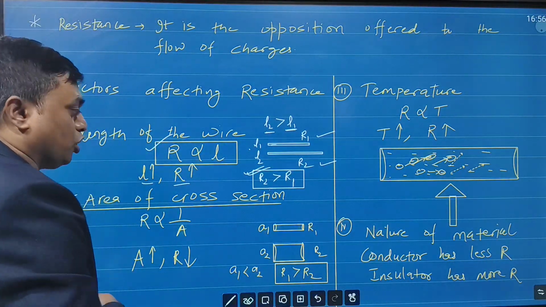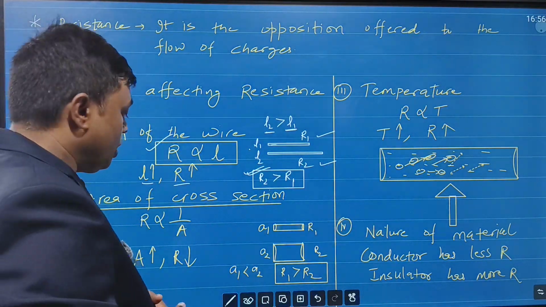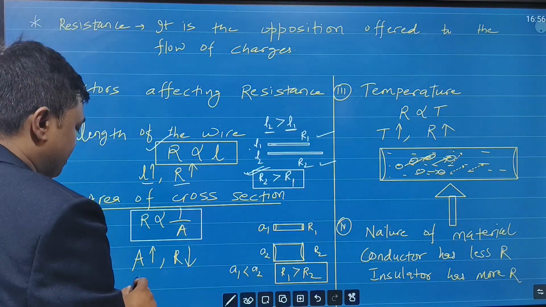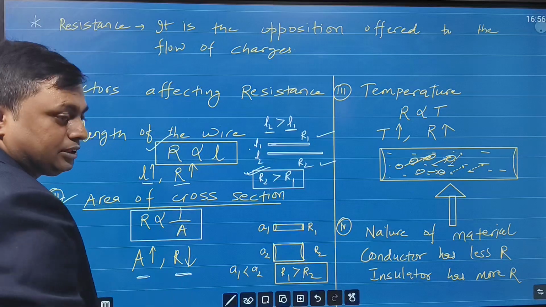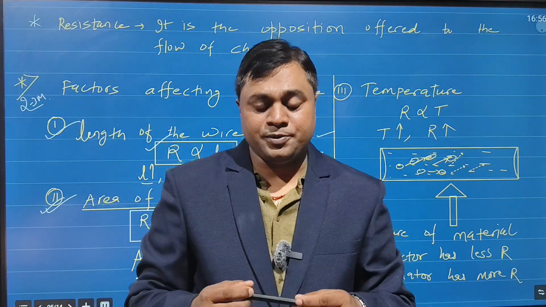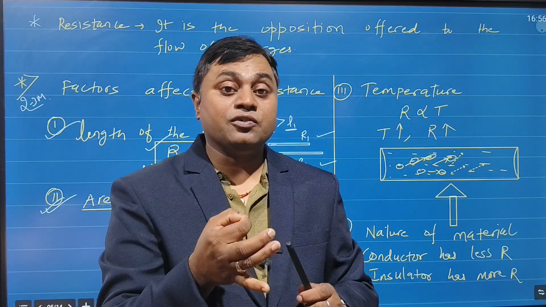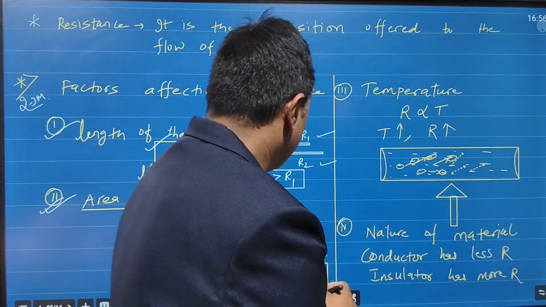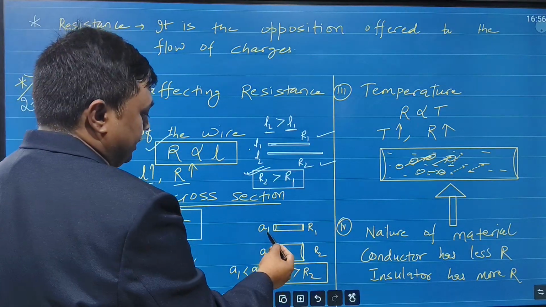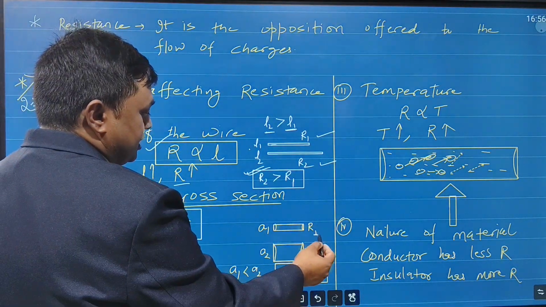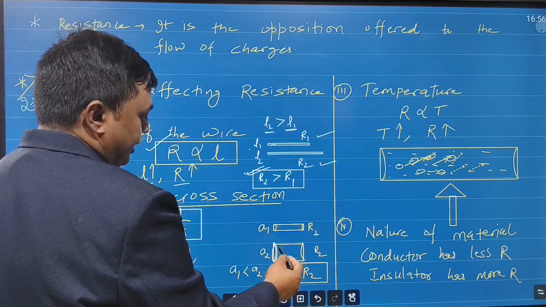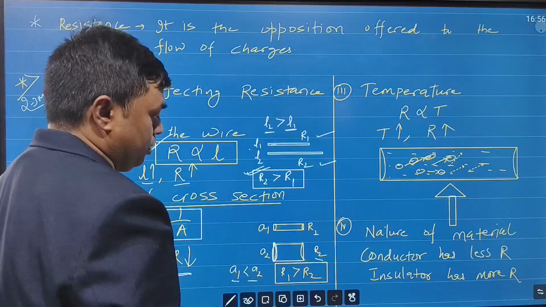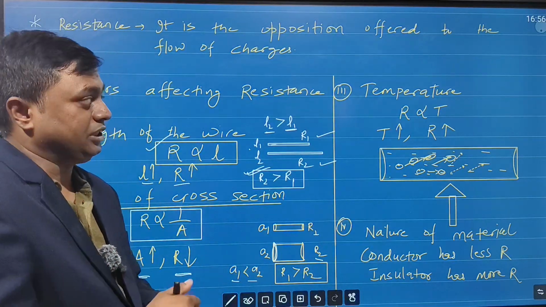Next is the area of cross section, or the thickness of the wire. The resistance of the wire is inversely proportional to the area of cross section. It means if the area of cross section is more, resistance is less. If two wires are of the same length, a thick wire has less resistance and a thin wire has more resistance. Take two wires with area of cross section A1 and A2 and resistances R1 and R2. If A1 is less than A2, then R1 will be more than R2. Less thickness means more resistance.